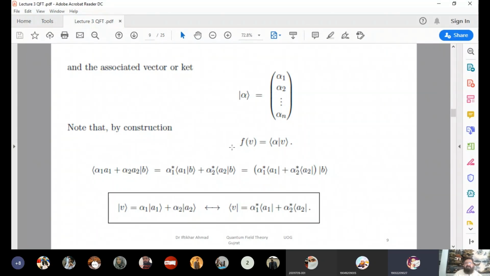Okay, I am repeating again. It means that any linear mapping or linear transformation f of v is equal to the inner product of alpha with v. Okay.